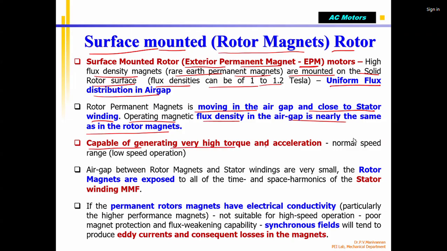It is capable of generating very high torque. If I use a surface mounted rotor, those motors can create very high torque and acceleration for the same motor size, compared with an interior magnet type rotor. They can be used at normal speed, but not very high speed. We say 0 to 3000 RPM, something like 5000 RPM. They are called low speed or normal speed motors.